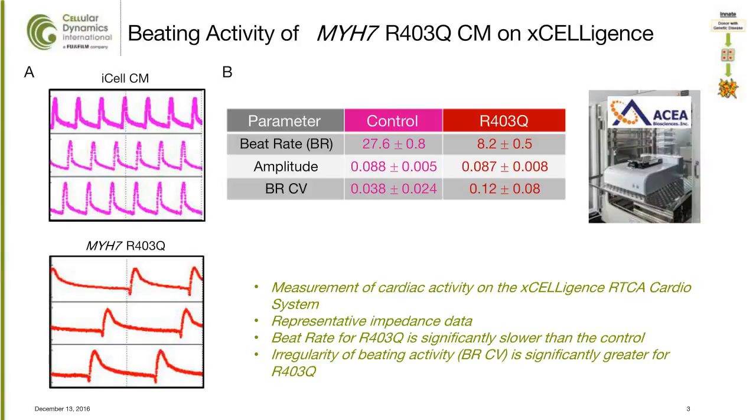The amplitude of each cell type was the same. However, the beat rate variation was different. The R403Q cells had increased beat rate variation relative to the control cells. This was important because this is consistent with what you would see in vivo, that patients with this mutation have increased arrhythmic-like activity or unstable beating.